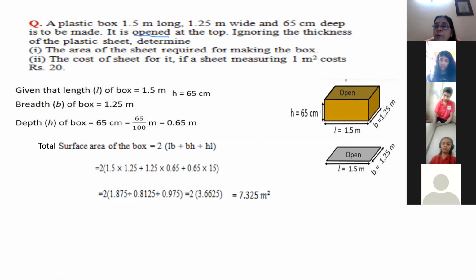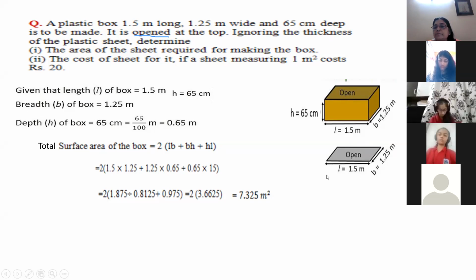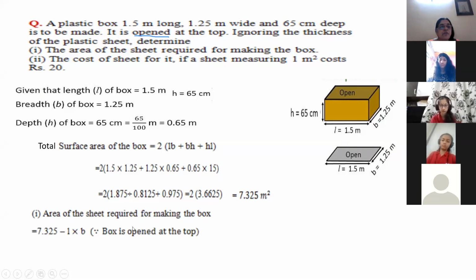Box is open from top. Fine. Remove it. You have to remove top portion. And what is the area of this top portion? 1.875. It is L into B. Okay? Area. I'm not talking about length. Area. So area is L into B. So now what we do? Area of the sheet required for making box is equal to total surface area minus L into B. Top को हम निकाल देंगे.